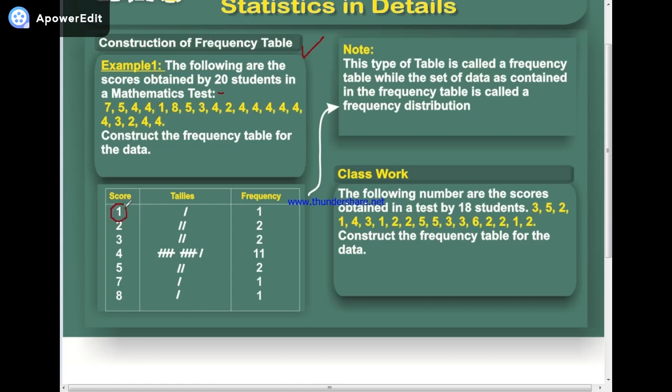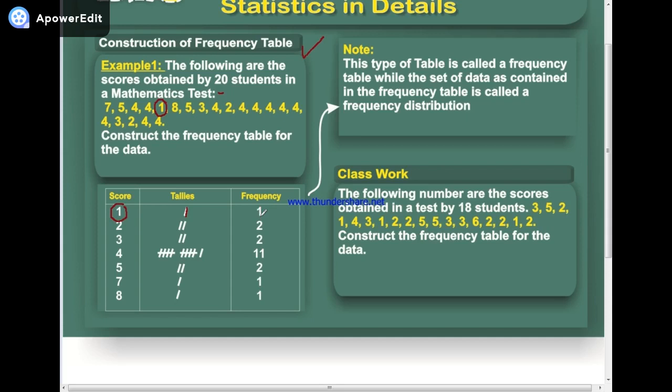Now, let's start from score 1. That is, how many students score 1? If you look at it, you have 1 here. Do we have another one again? No, we have only 1. So you are going to represent it with a stroke, which will be interpreted as 1 here. So that is what we call tallies and frequency.